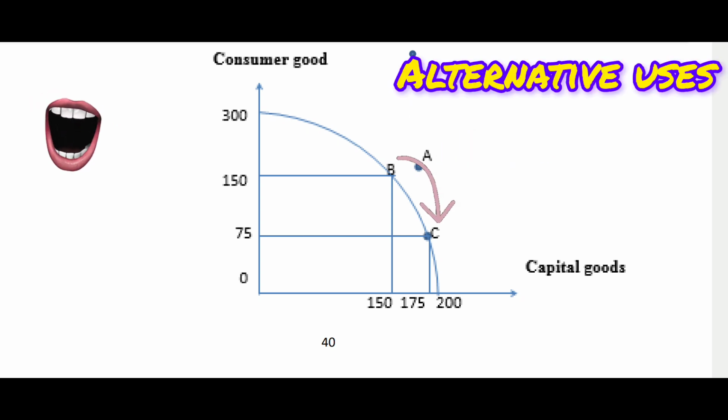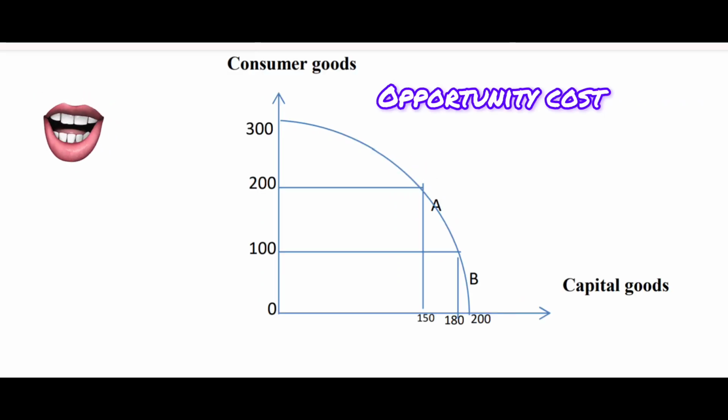Next, we have alternative uses. The PPF shows different combinations of goods that can be produced. Points A, B, and C represent different combinations of two goods. Now, let's move on to choice. An economy must choose one combination from the available alternatives. In this example, the economy must select a combination between B and C.